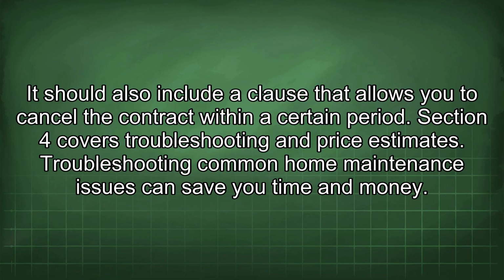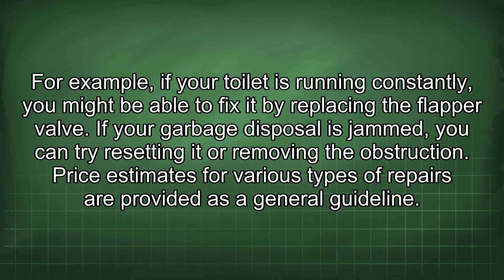Section 4 covers troubleshooting and price estimates. Troubleshooting common home maintenance issues can save you time and money. For example, if your toilet is running constantly, you might be able to fix it by replacing the flapper valve. If your garbage disposal is jammed, you can try resetting it or removing the obstruction.